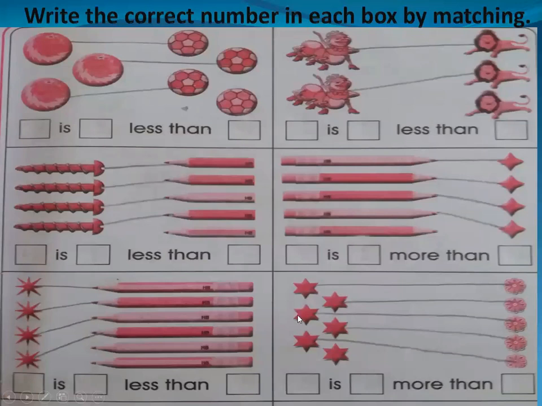Now, write the correct number in each box by matching. Here we match an object with the other object and then put the sign. Yes. How many balls are here? One, two, three. There are three balls. So we write here the number three. How many balls are here? Four. So these are three and these are four.